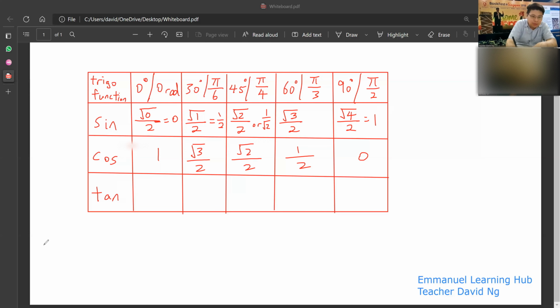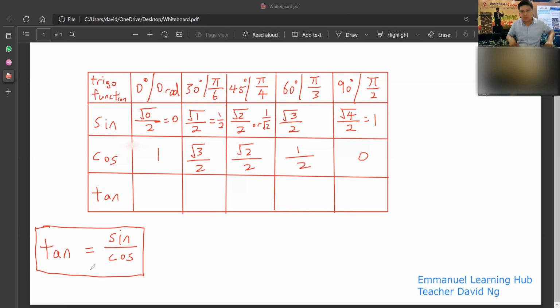Not sure if you remember this. Are you aware of this identity? No? If not, I'm going to prove to you why tangent is sine over cosine. A simple proof.